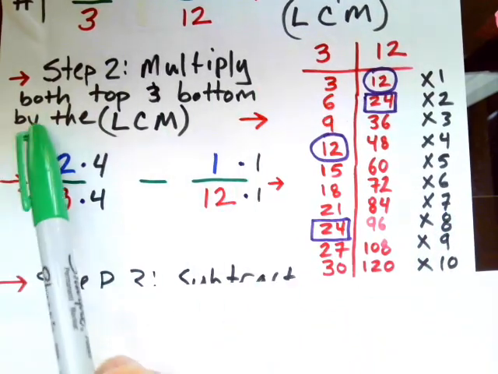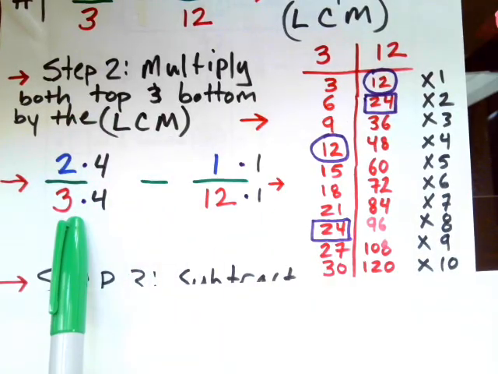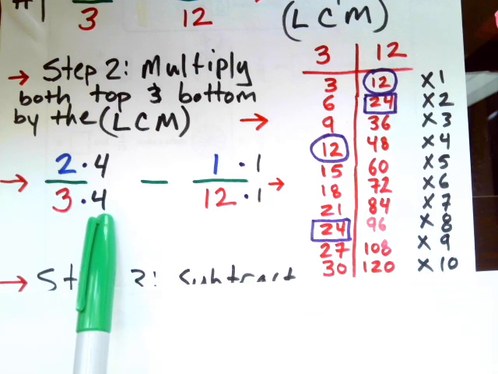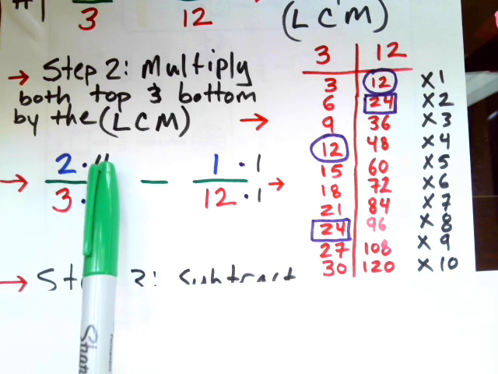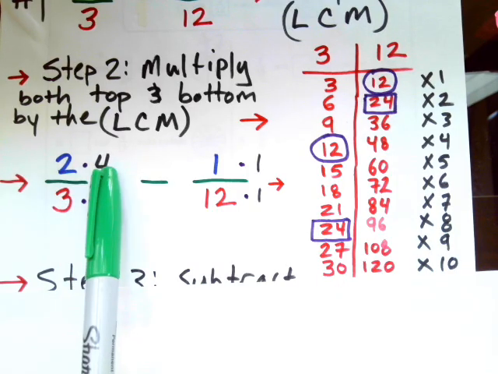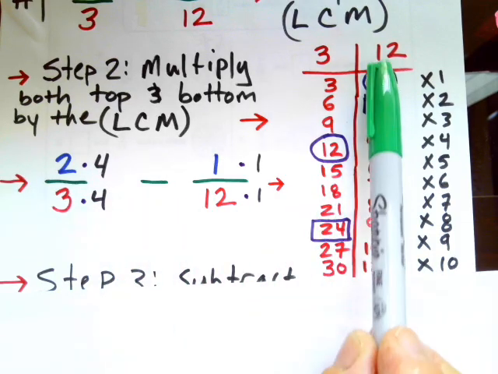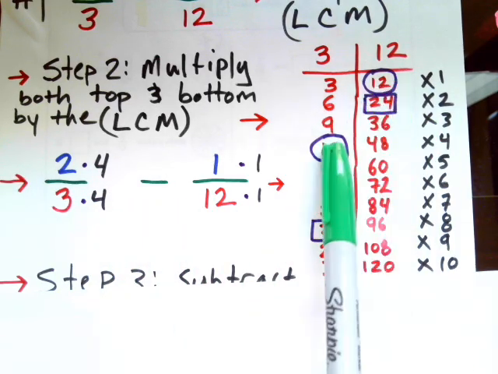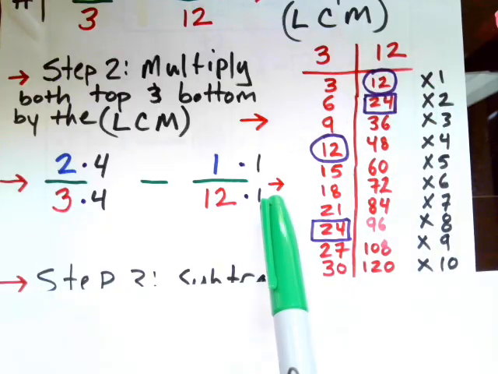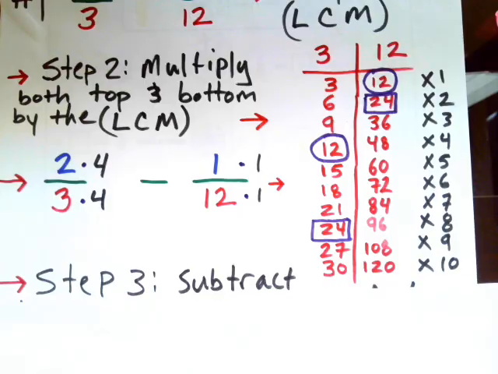Step 2, we're multiplying both top and bottom by the least common multiple. Again, for 3, if you look on the chart, 3 times 4 is 12. What I do to the bottom, I have to do to the top. So 3 times 4 is 12. 2 times 4 is 8. Minus, the least common multiple for 12, since 12 is our common denominator, is 1. I'm going to multiply top and bottom by 1, which gives me 1/12.